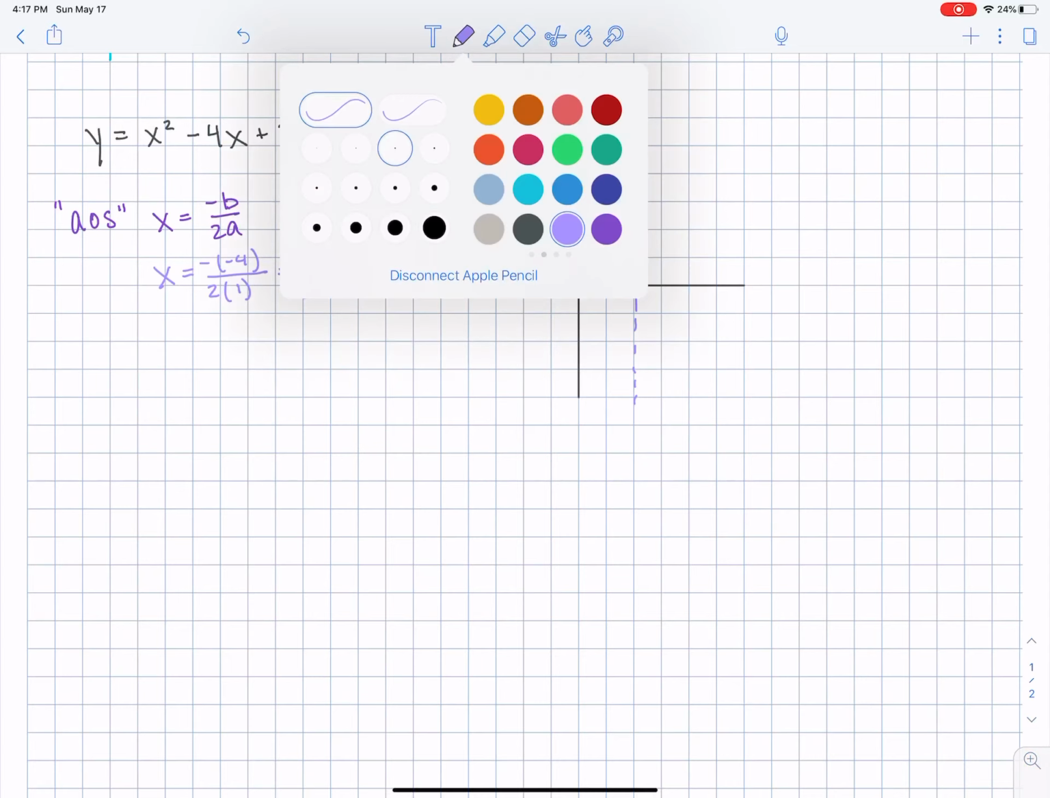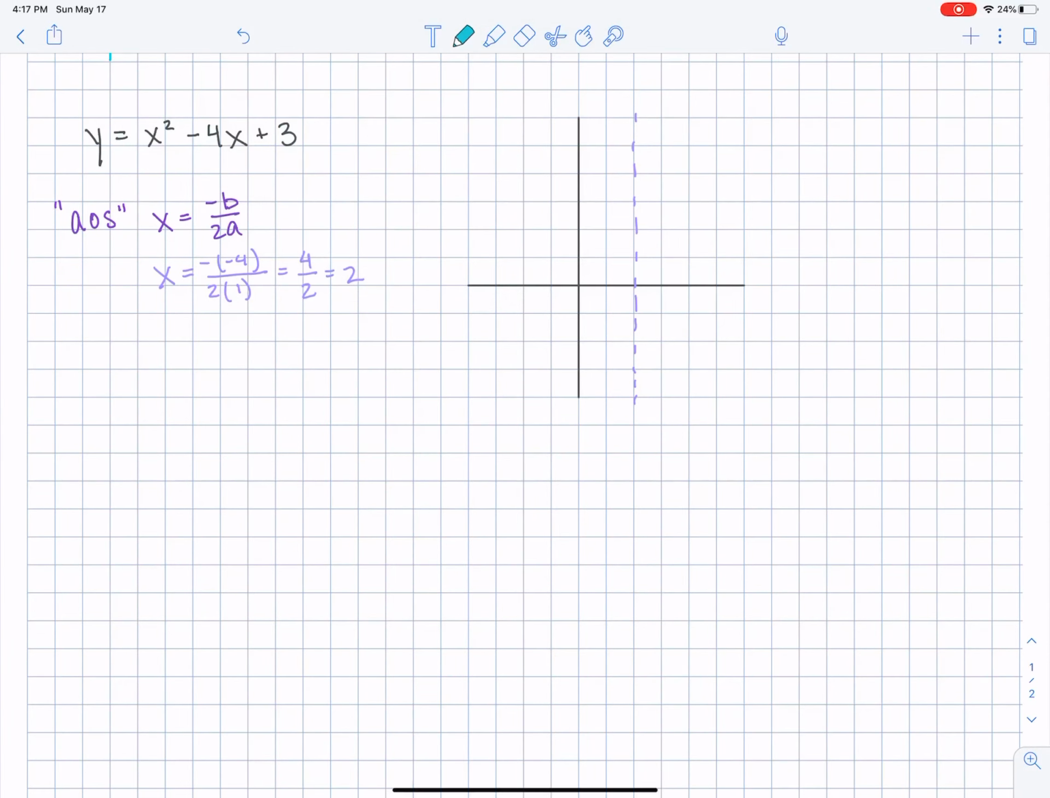Now, for my vertex, I know my vertex is going to be on the line of axis of symmetry. So it's going to be 2 something. Now, as we found out from that first one, you need to plug in.